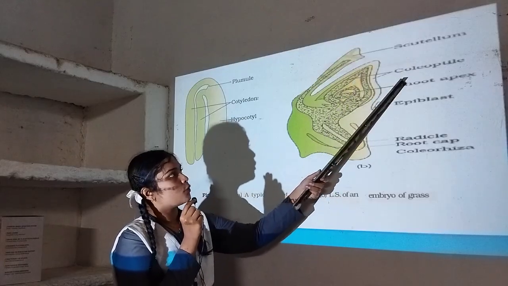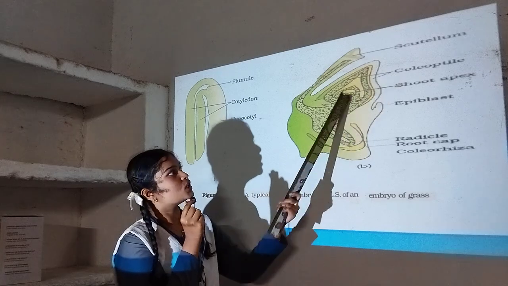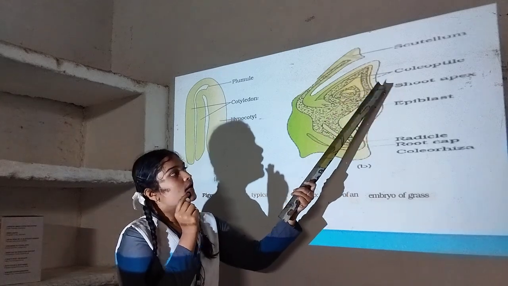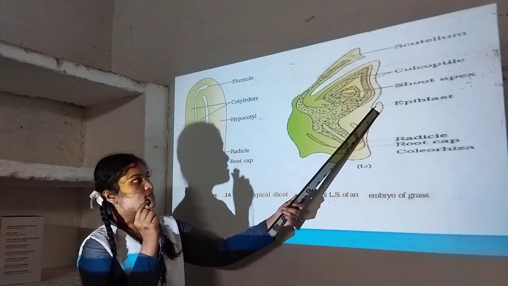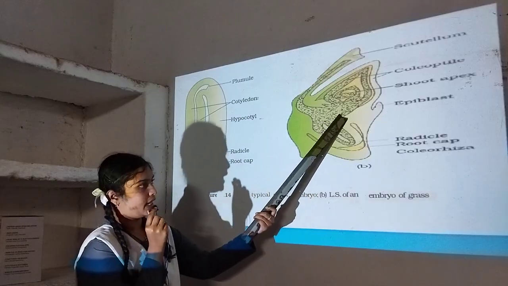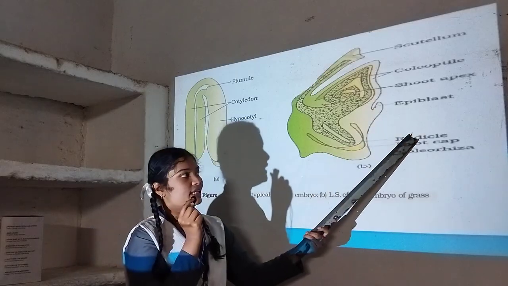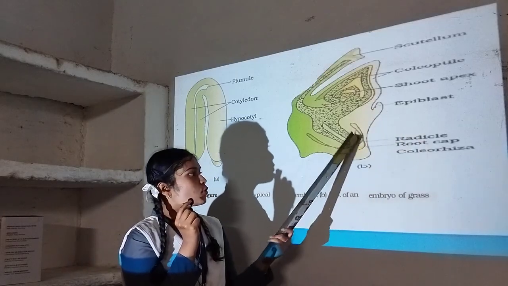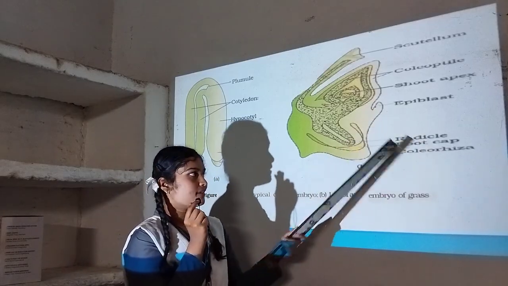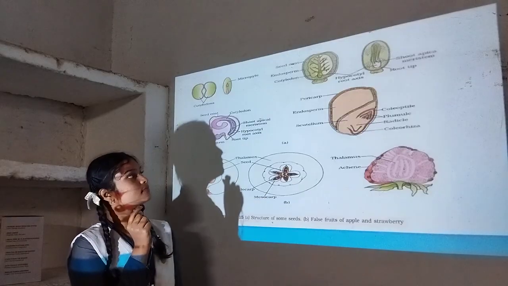And this is the coleoptile. This is the plumule, enclosed by the coleoptile, which further grows to the shoot system. This is the epiblast, and this part of it is known as the hypocotyl, which further goes down to make the radicle and root cap. This grows the root system, and this radicle and root cap together are enclosed by the coleorhiza.